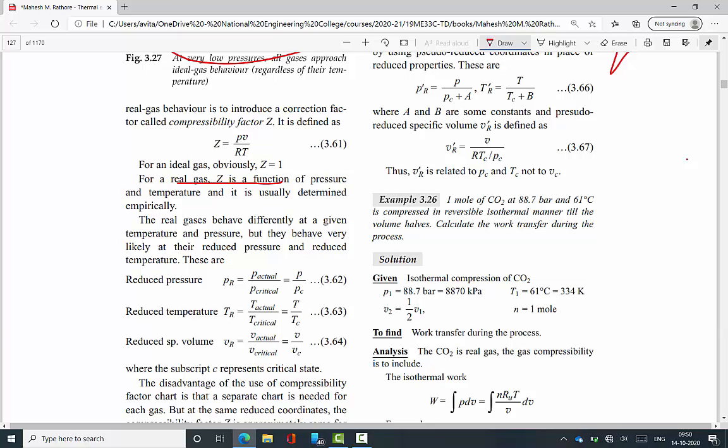Actual means the current pressure and current temperature measured, in whatever experiment we have done, at that particular time. These values are called actual. From that we calculate the reduced properties, which are mostly common for all gases. PR is P actual by P critical, TR is T actual by T critical, and VR is V actual by V critical.